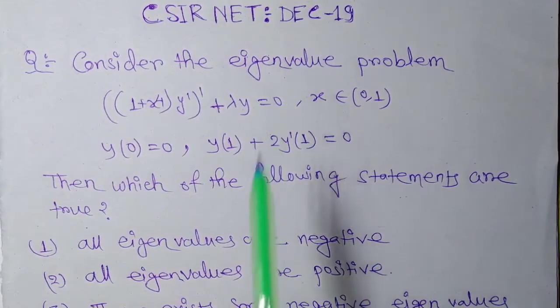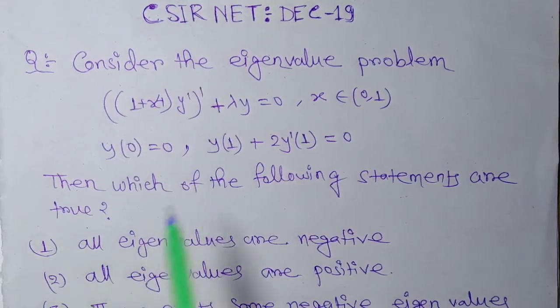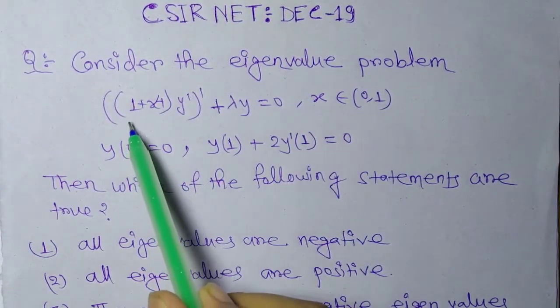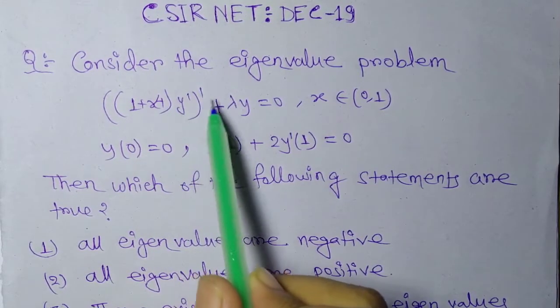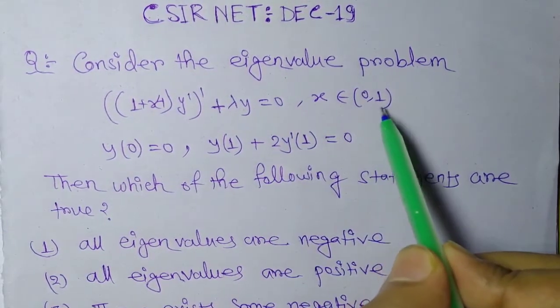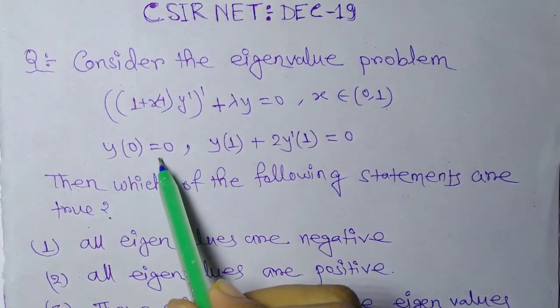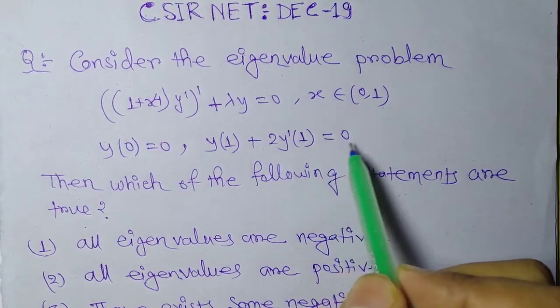This is a question from CSIR NET December 19. It is from ordinary differential equations. The given question is: consider the eigenvalue problem ((1 + x^4) y')' + λy = 0, where x belongs to (0, 1), with the boundary conditions y(0) = 0, y(1) + 2y'(1) = 0.